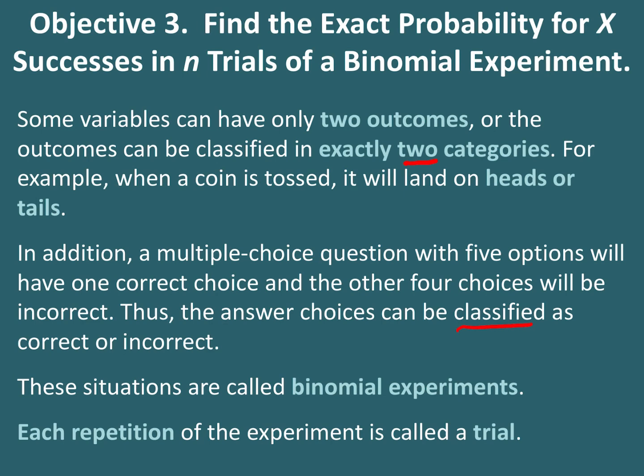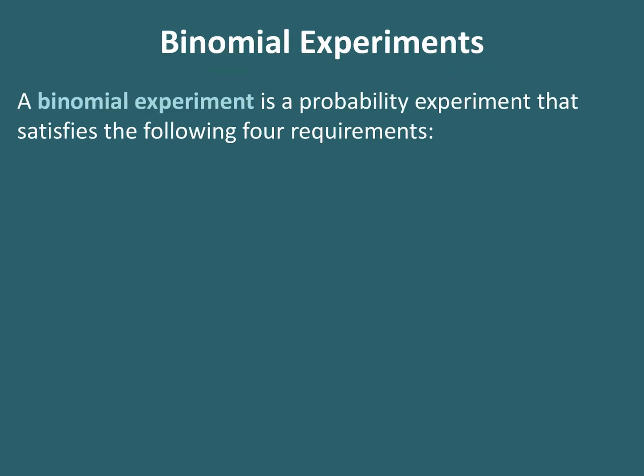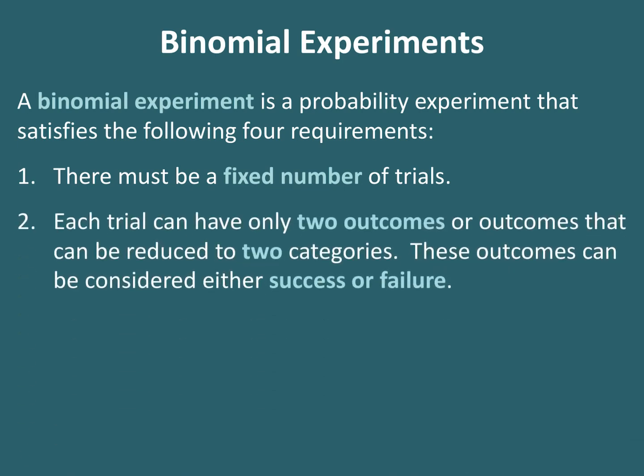Each repetition of the experiment is called a trial. A binomial experiment is a probability experiment that satisfies the following 4 requirements. 1. There must be a fixed number of trials. 2. Each trial can have only 2 outcomes or outcomes that can be reduced to 2 categories.